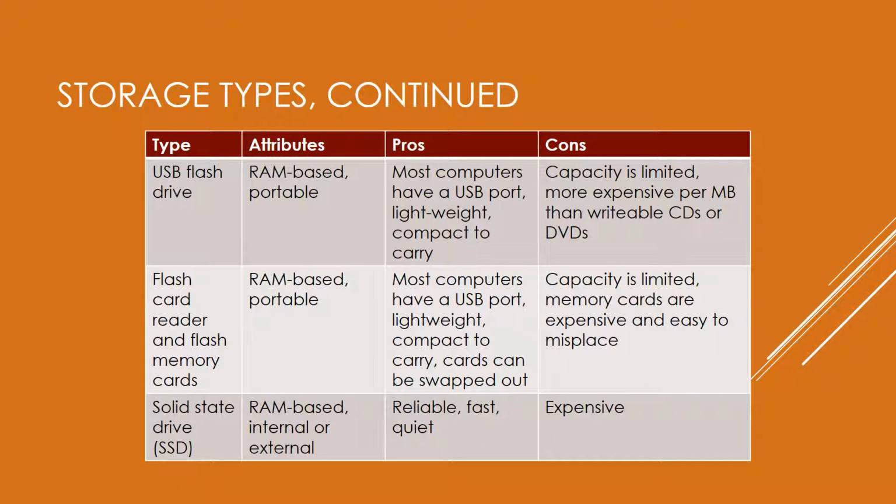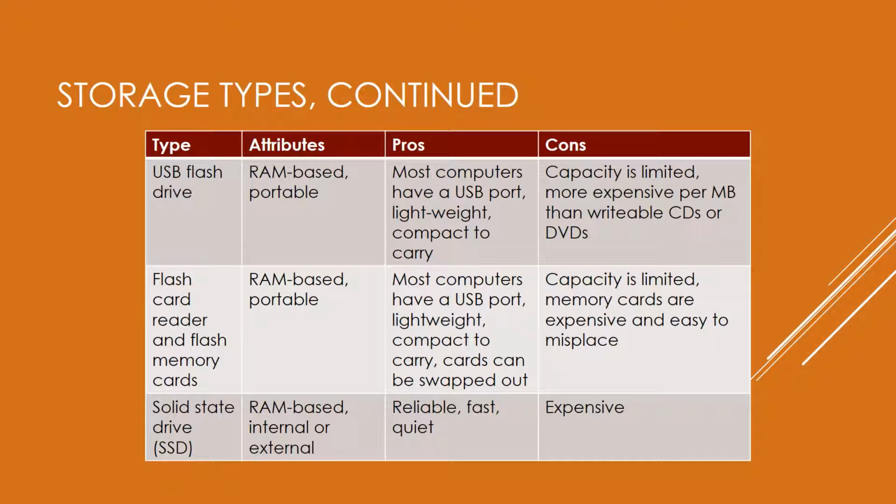The next type is a USB flash drive. It is a RAM-based storage device. It is portable. The pros, most computers do have USB ports. They are very lightweight, compact to carry. The cons, the capacity is limited. However, today you can get an 8 gig or a 16 gig, which is an awful lot of memory. It is more expensive per megabyte than a writable CD or DVD, however.